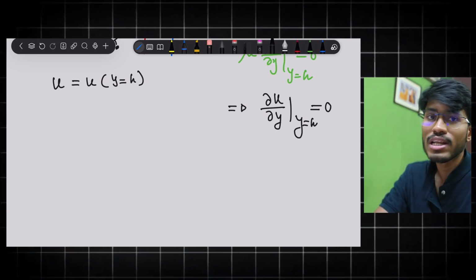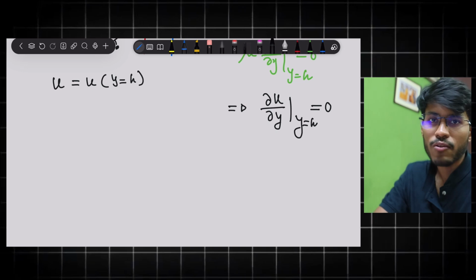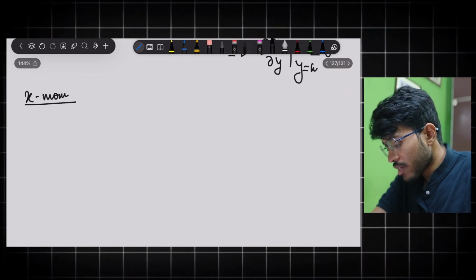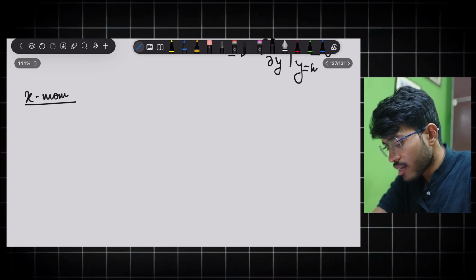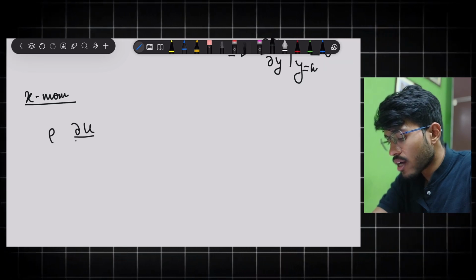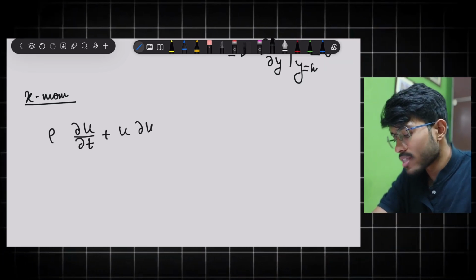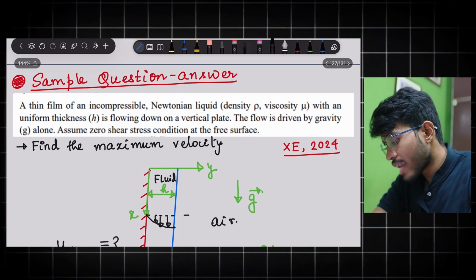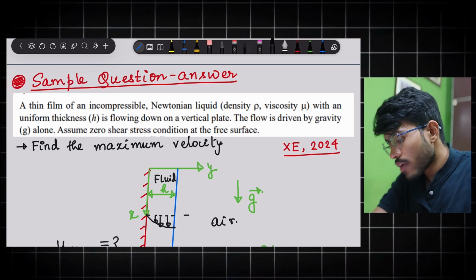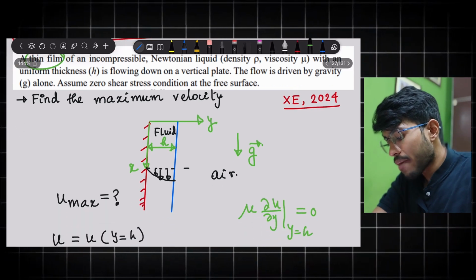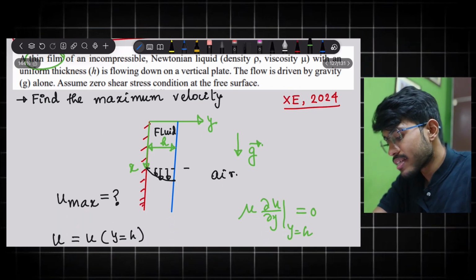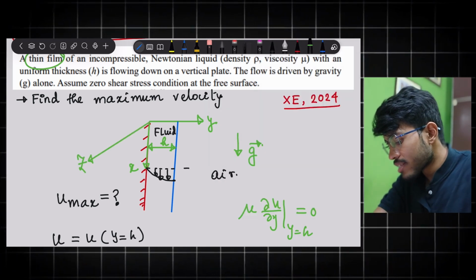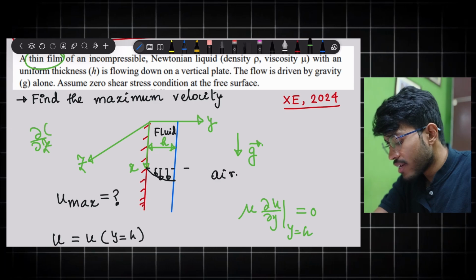Can you tell me which component of the momentum equation I will be needing? That was the x momentum equation. So I can write the x momentum equation directly. I will be writing it in 2D. Why 2D? Because it is a thin film. If the film is very thin, that means the dimension h is much smaller than any other dimension in the x and z direction. That means I can neglect this del z variation.